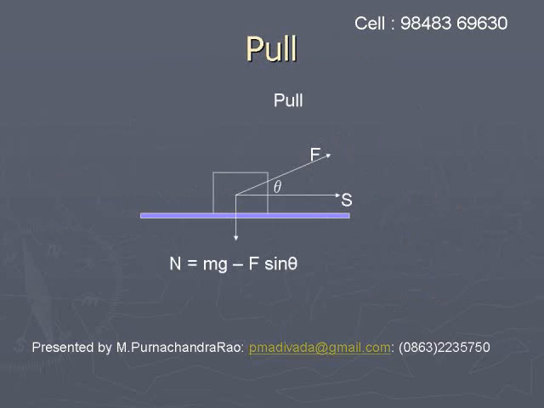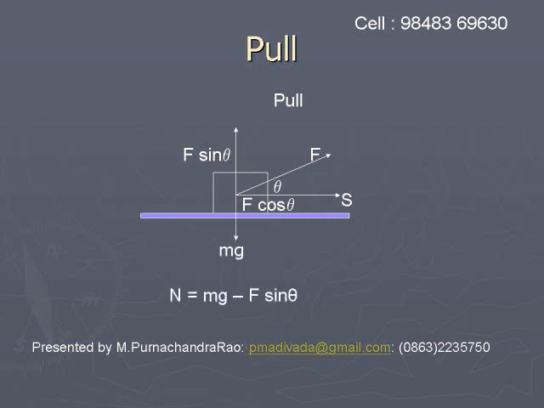Normal reaction in the case of a pulling force. Suppose on the block placed on the horizontal surface, a force F is applied at an angle theta to the horizontal, represented by S. Then this force acts as two components, one along S, that is F cos theta. Another component is F sin theta in the vertically upward direction. F cos theta component is horizontal and F sin theta component is vertical.